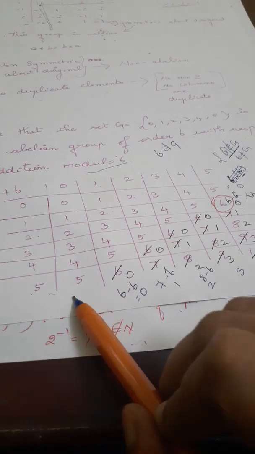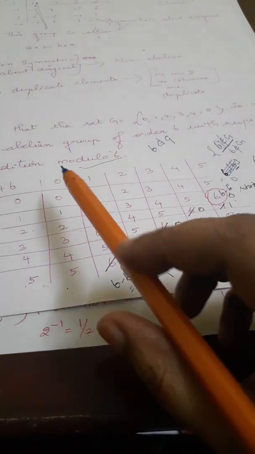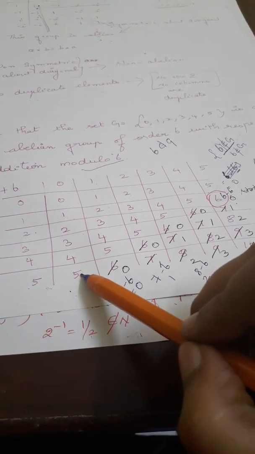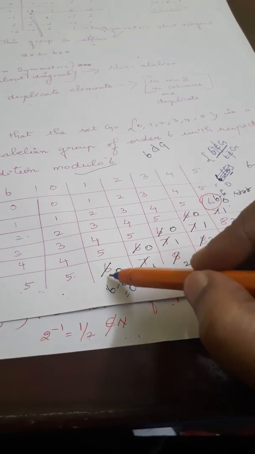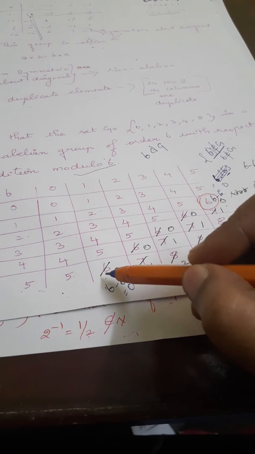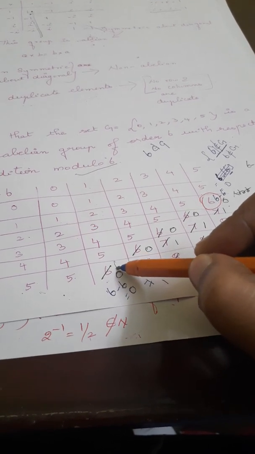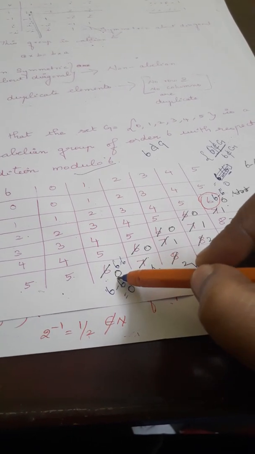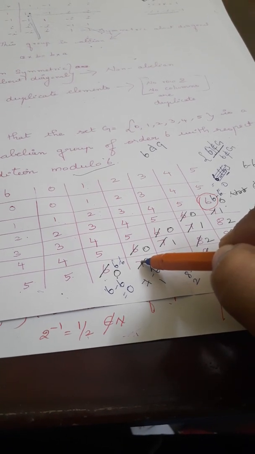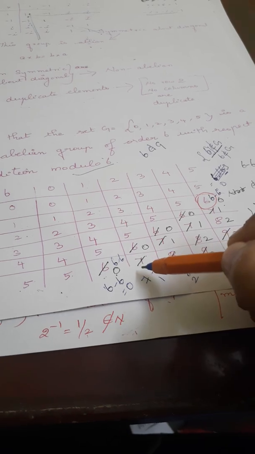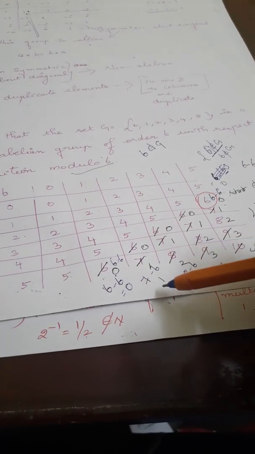So let us take this last row. 5 plus 0 is 5. 5 plus 1 is 6. So 6 is not in my group, I am going to do the modulo operation here. 6 minus 6 is 0. Here 7 is not in my group, so I am going to do the modulo operation. 5 plus 2 is 7, so 7 minus 6 is 1.